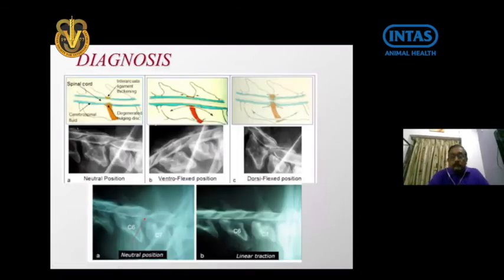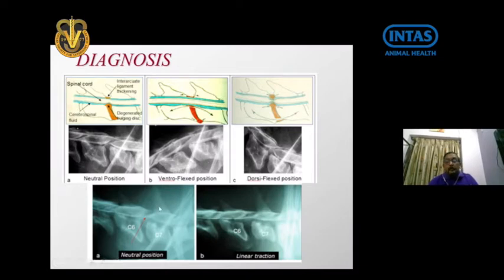Now, once you diagnose this, I want to know whether it's a static lesion or a dynamic lesion. So what's a static lesion? A static lesion is a lesion that does not move. What's a dynamic lesion? A dynamic lesion is one which keeps moving. You look at this picture, neutrally we have a compression. When a ventroflexion is done and an X-ray is done, it disappears. So this becomes really very clear. This is a dynamic lesion. You dorsiflex it, it comes back again. This is a dynamic lesion.